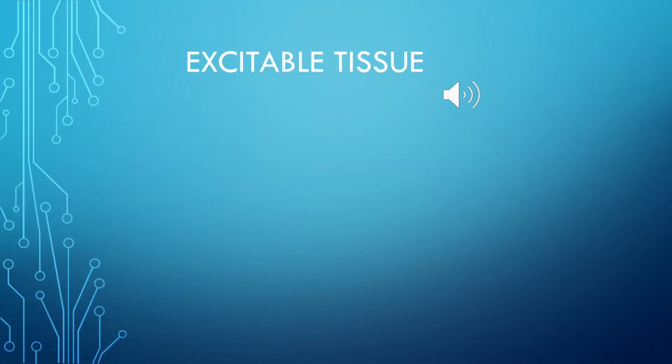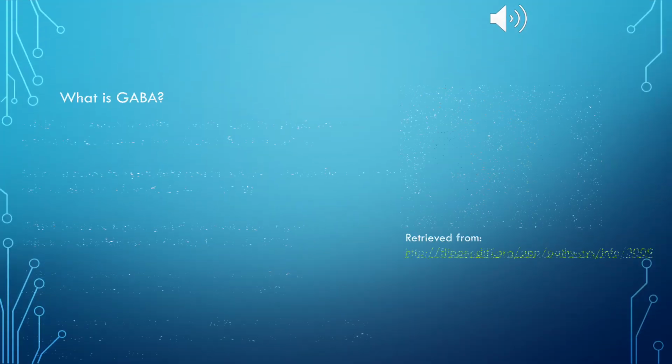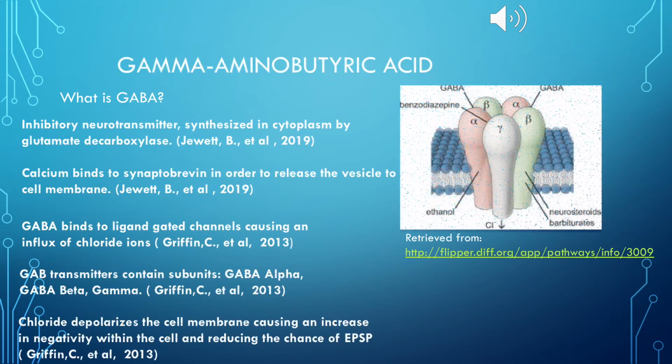In this presentation, I'll briefly describe excitable tissue in regards to gamma-aminobutyric acid, benzodiazepine, and chloride in skeletal muscle. So what is GABA? GABA is a shortened name for gamma-aminobutyric acid, an amino acid, and its function is to prevent, reduce, or counteract neurotransmitters that work to produce an excitatory effect on the CNS.